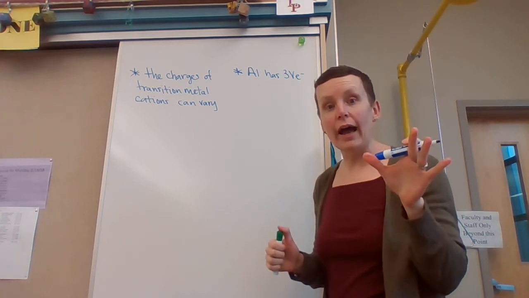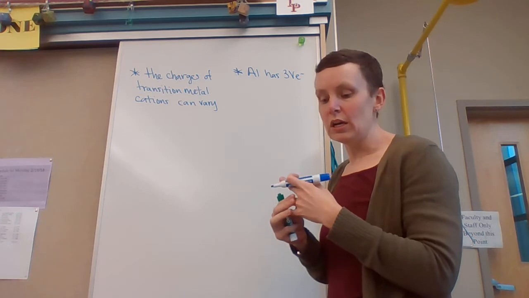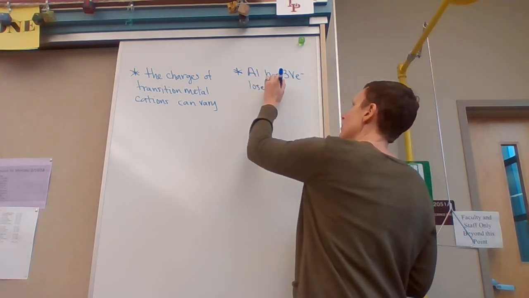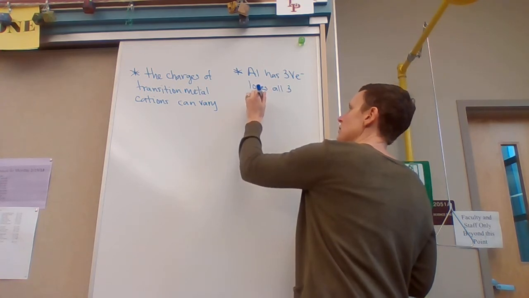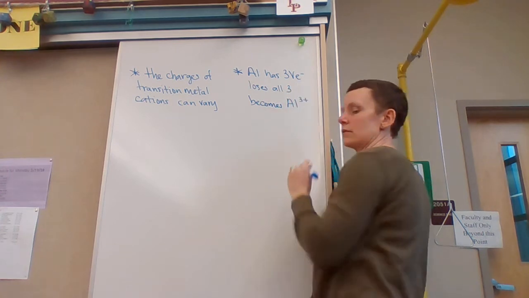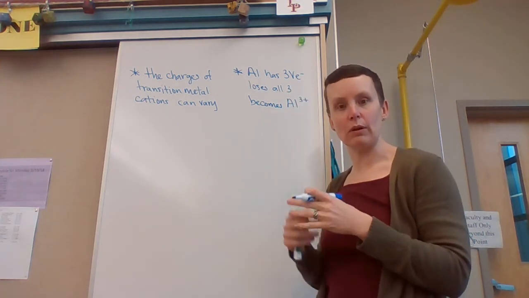That's still not halfway to 8. Eight is that noble gas configuration we're trying to get to. So it's going to lose all 3 and become Al3+, a 3+ ion. When you lose 3 negatives, you become a 3+ ion.